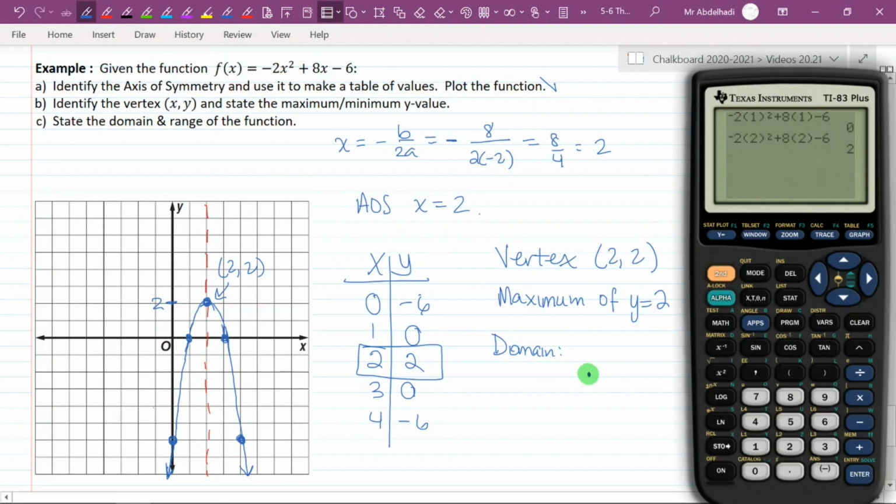Now, what's the domain? What are the x's doing? Well, the x's go in both directions. They go forever to the right and forever to the left. So the domain is all real numbers. And what's the range? The range is what the y's are doing. The y's, meaning the vertical part of this parabola, go from 2 down forever, but never go above 2. So you say the range is y is less than or equal to 2.